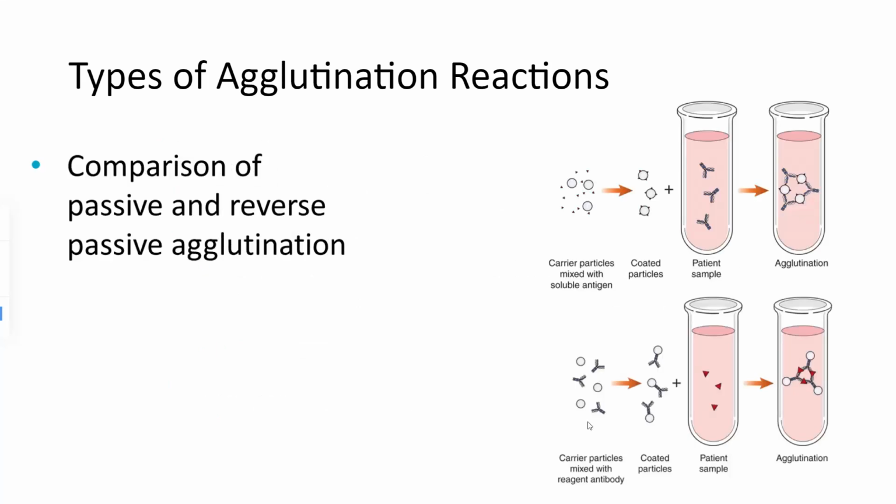Down here, you have carrier particles that are mixed with antibody. So now you have these like capture antibodies. And with these particles, you're going to put them into the patient sample. Now, if the patient has the antigen, then those antibodies that you added that are specific and known to react with a certain type of microorganism are going to bind to those antigens. And that's going to cause agglutination to happen.